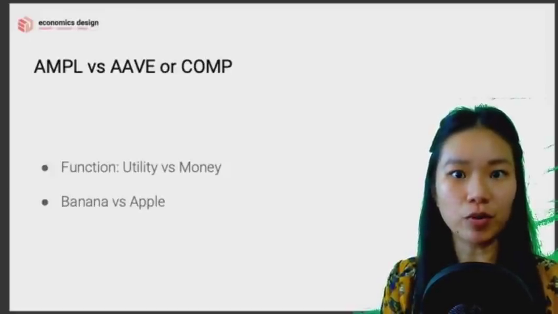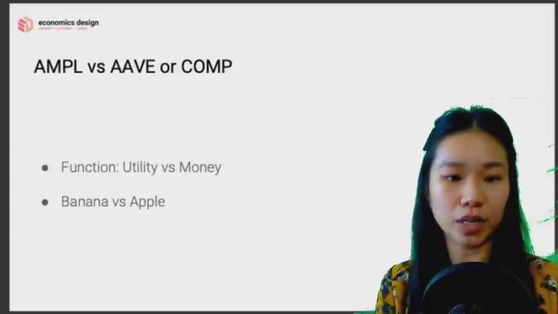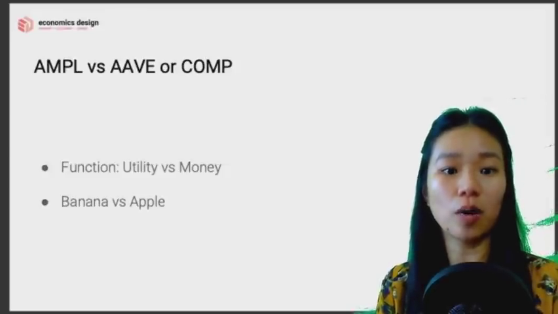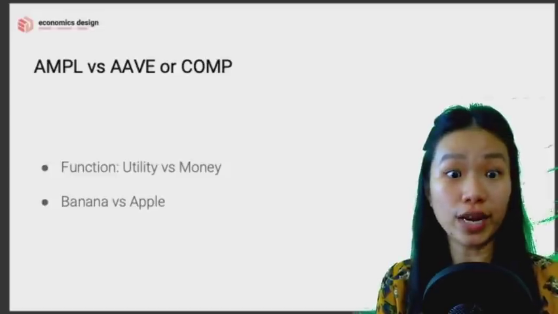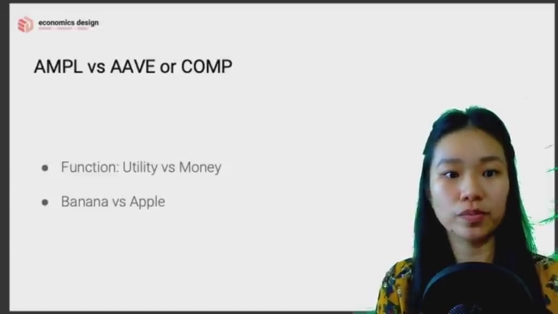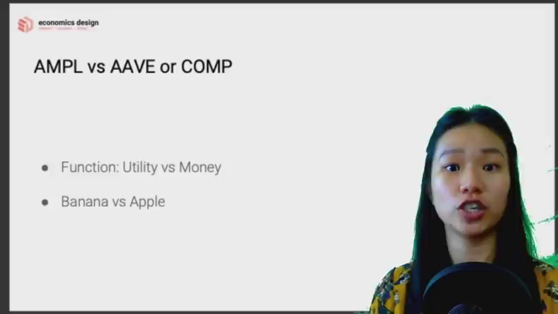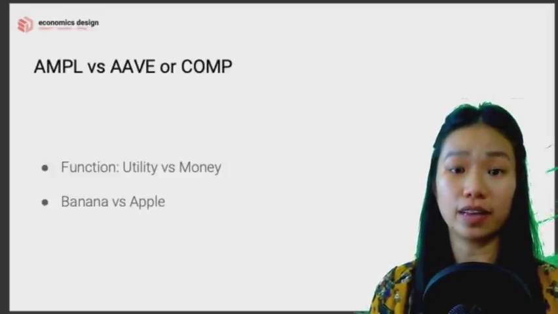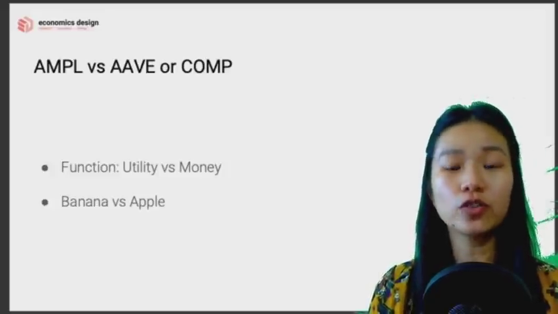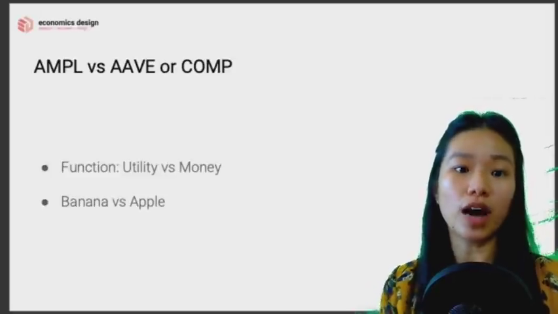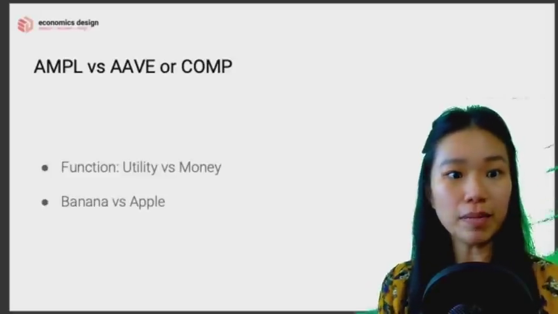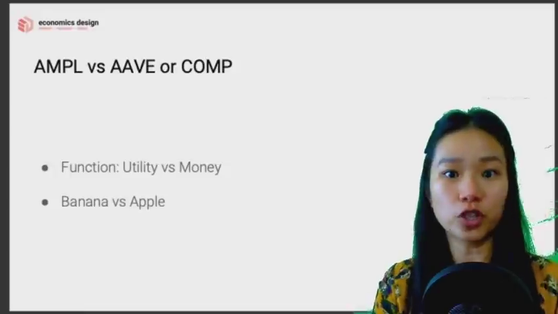An example I would give would be like fruits. AMPL is a banana, and AAVE and Comp are apples. AAVE could be a green apple, and Comp could be a red apple. Because these two have the utility function, they're apples. AMPL is a money function, it's a banana. So you can't really compare them like that. You can compare AAVE and Comp, which completely makes sense because they're both utility tokens.